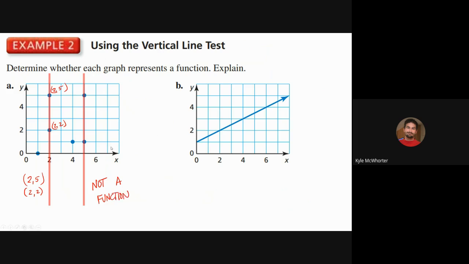And you wouldn't have to really write the 2, 5 and 2, 2. I just wrote that to show you the points and the inputs. So anytime a vertical line would touch 2 points on a graph, it's not a function. So you can visualize over on this graph, there's really no place anywhere you put a vertical line that it's going to touch the graph in 2 different spots. No vertical line can touch the graph in 2 spots at once, so this is a function.